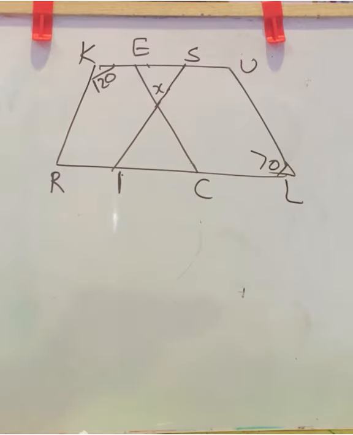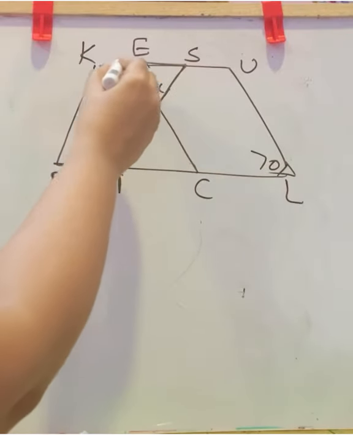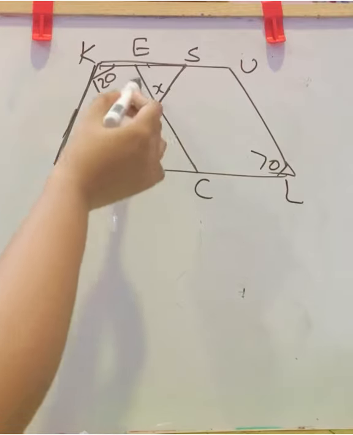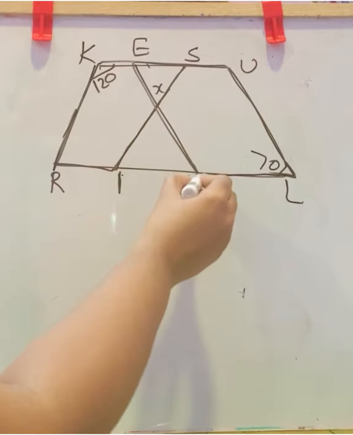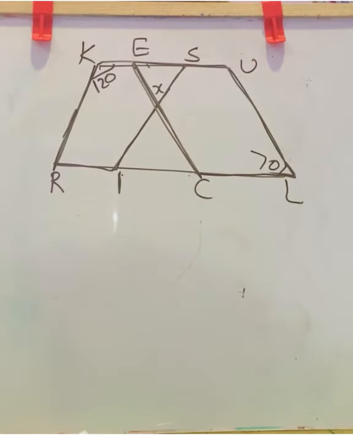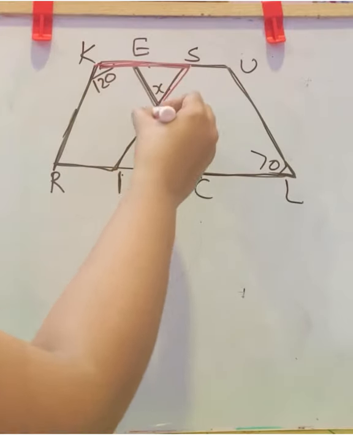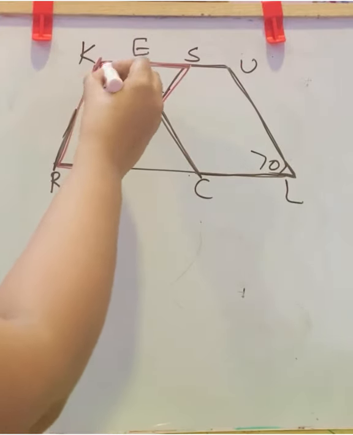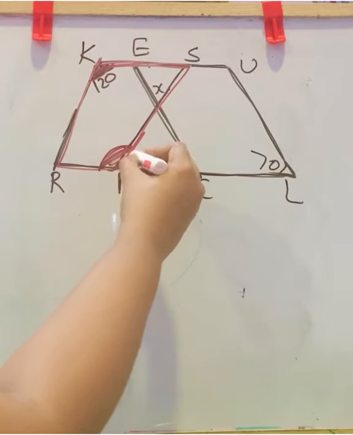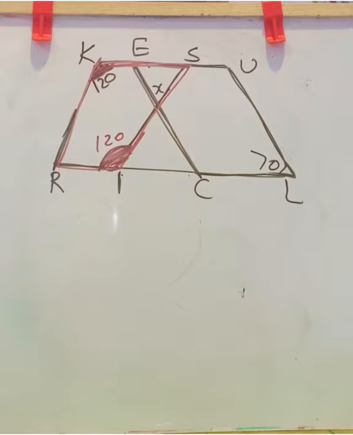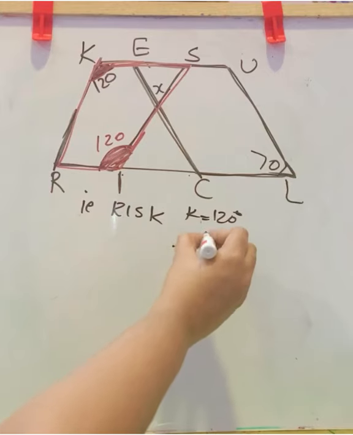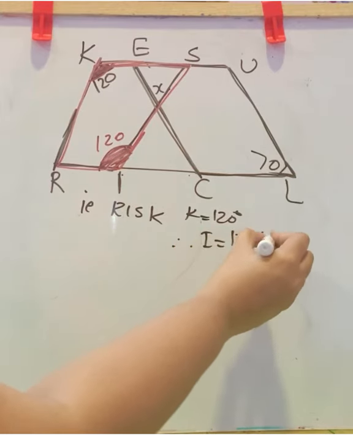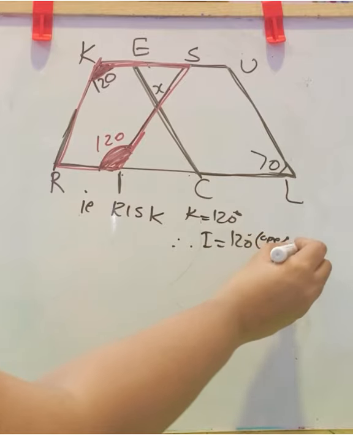Next question. In the figure, there is RISK, can you see the parallelogram? RISK. This is a parallelogram. Also CLUE. This is another parallelogram. We have to find x. So, considering this parallelogram, we know this is 120. Then this opposite angle will also be 120. That is, in RISK, K is 120 degrees. Therefore, I equal to 120. Opposite angles of a parallelogram, that is the reason.